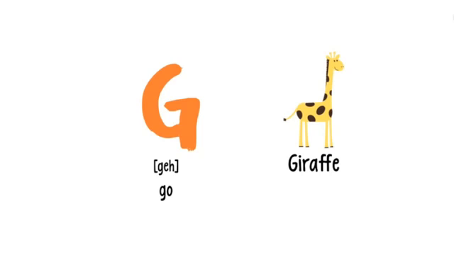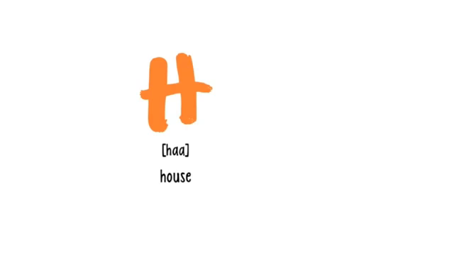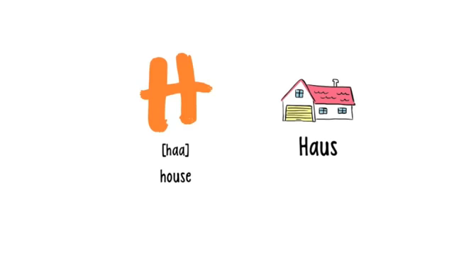The next letter is G. G is pronounced like the G in the word go, and the German word is Giraffe, which means giraffe. As you can see, the word Giraffe is written exactly the same way as in English, but the pronunciation is completely different. H is pronounced like the word house, and the German translation for house is Haus. That's pretty easy.